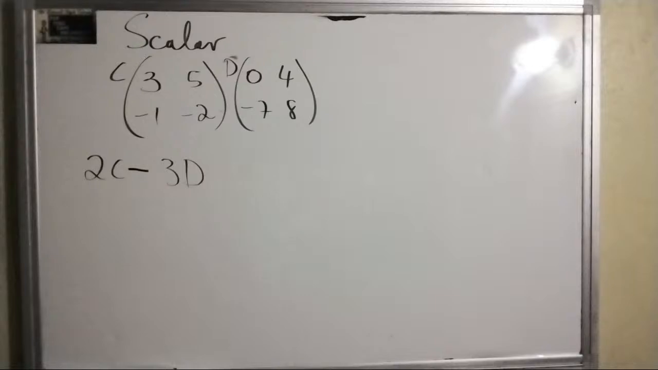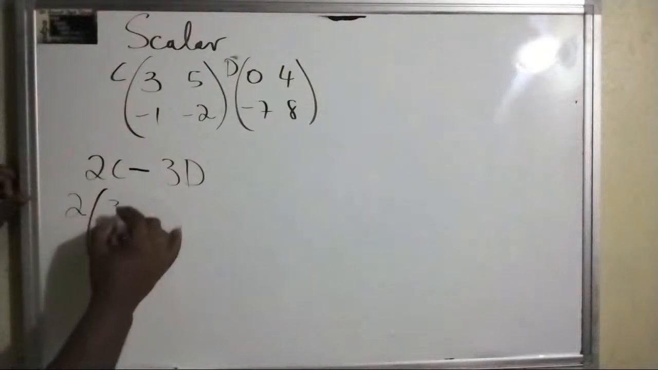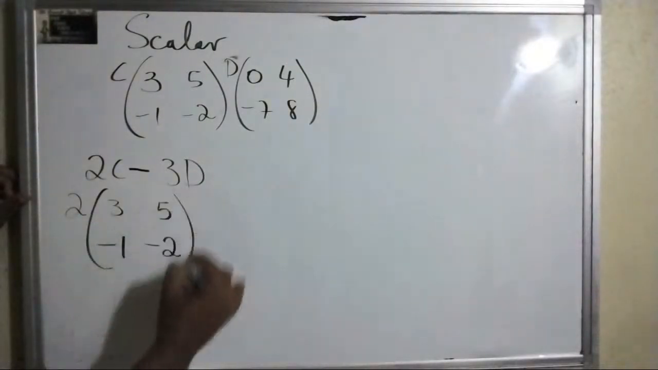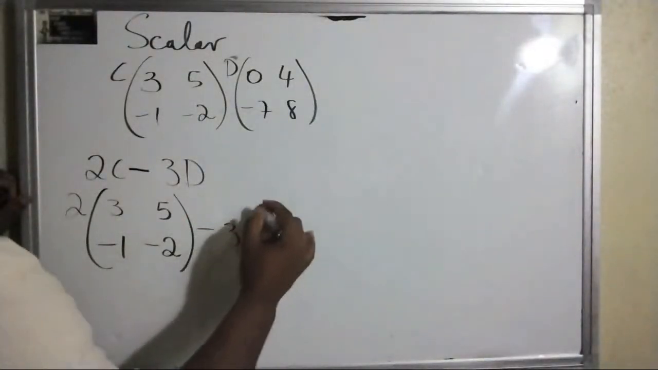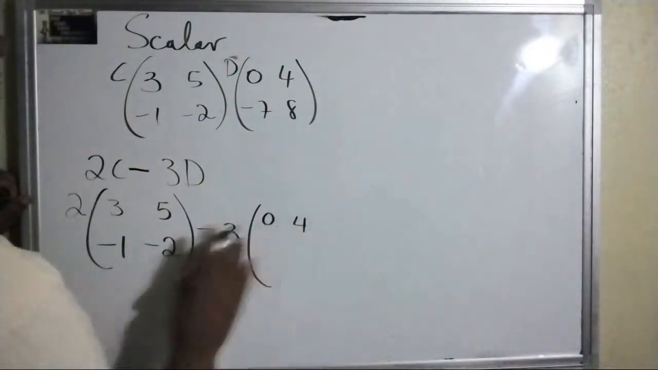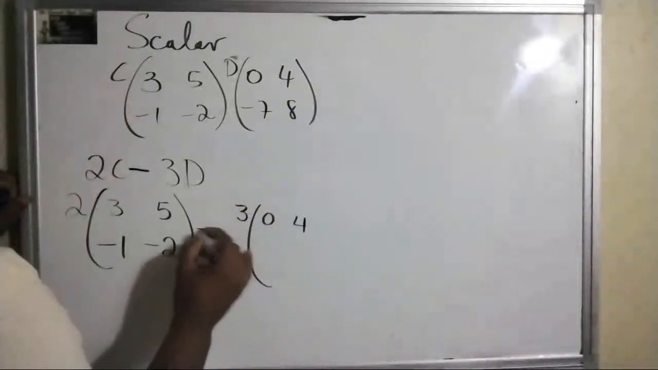Alright, so we can proceed now and see if we can get 2C minus 3D. By now everyone can multiply, so it's 2 times 3, 2 times 5, 2 times negative 1, 2 times negative 2. Big up St. Mary's College for the marker here. Alright, so this is 0. I'm going to put the 3 right here.